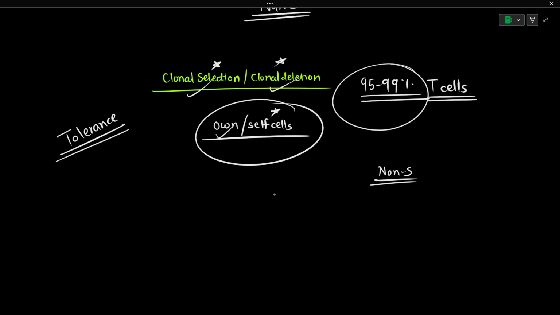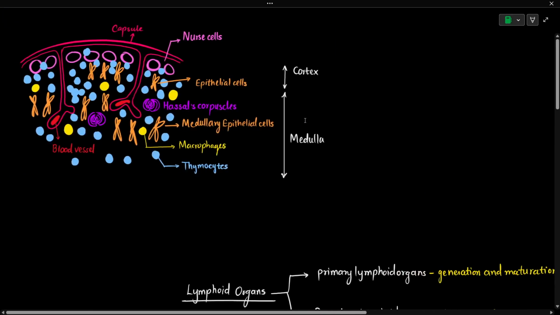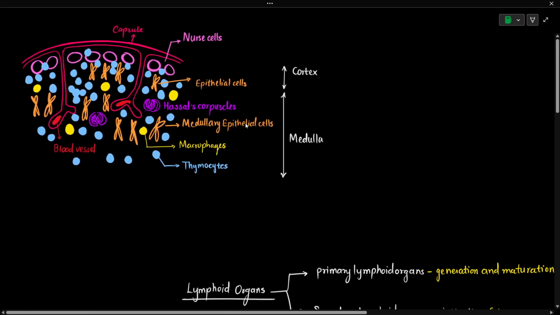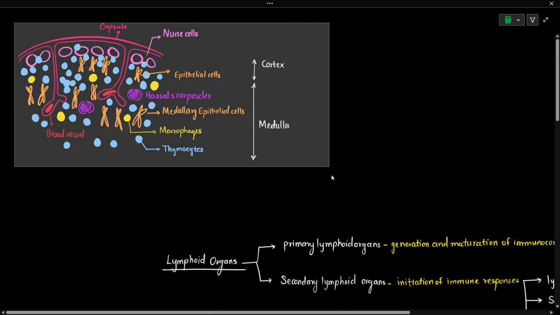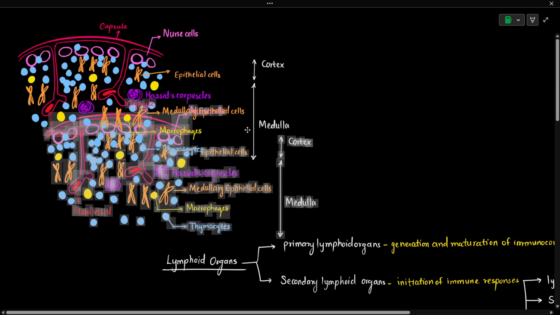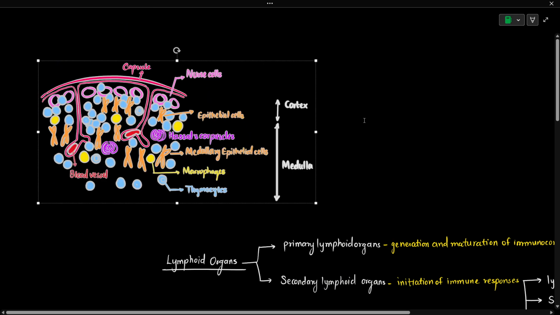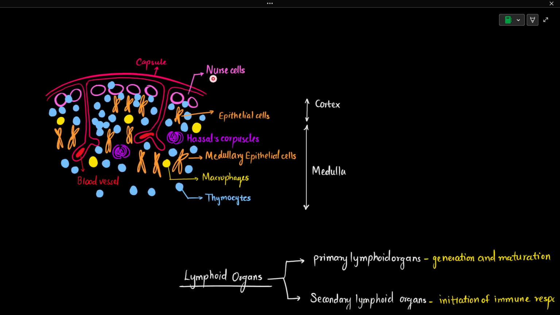Okay, so let me show you a schematic diagram of the thymus. I've drawn the schematic. So just a second, let me adjust it here. So this is a schematic of the thymus tissue. Here you can see this particular part is the capsule. This capsule gives rise to the trabeculae. So those trabeculae, this is a trabecula.